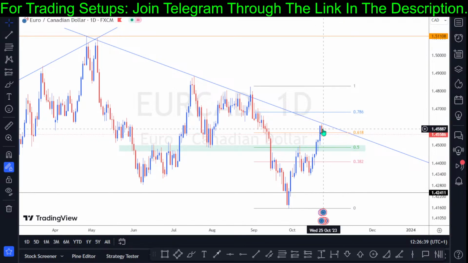So for now I'm still focusing my attention on Euro Canada. I have Euro Canada on my watch list. I want to see what the end of the candlestick would turn out to be, right?